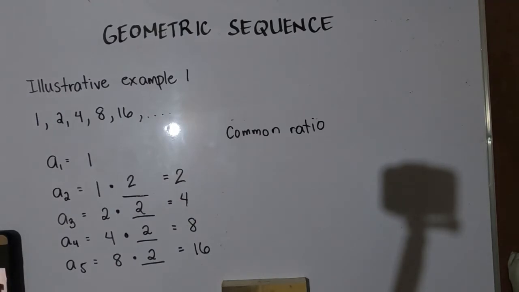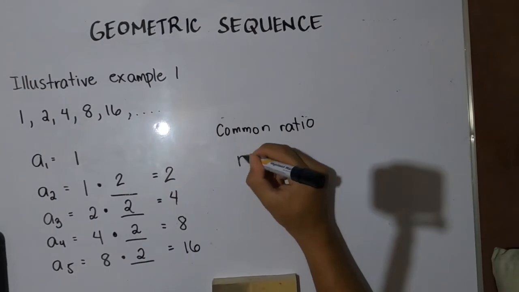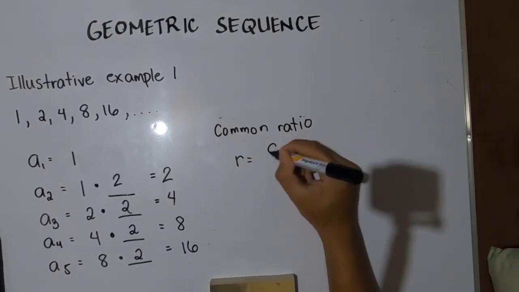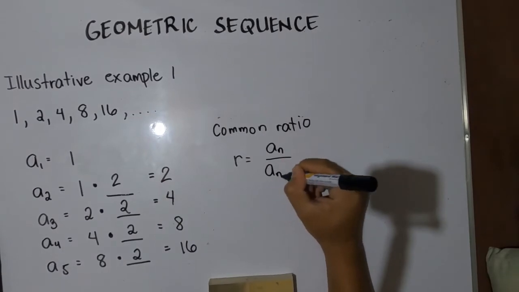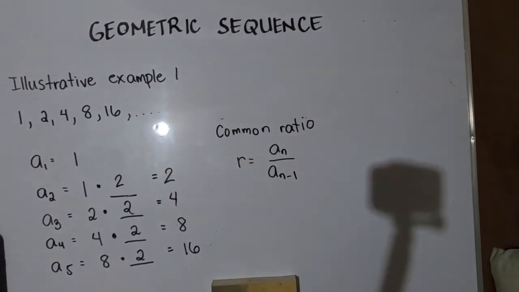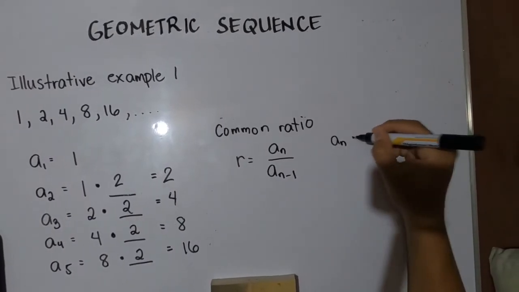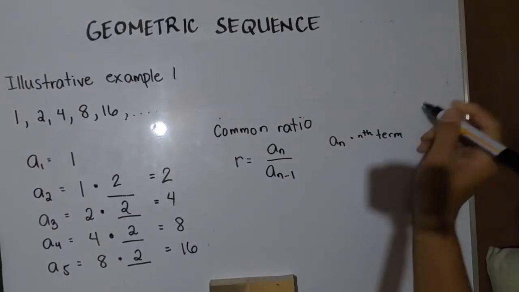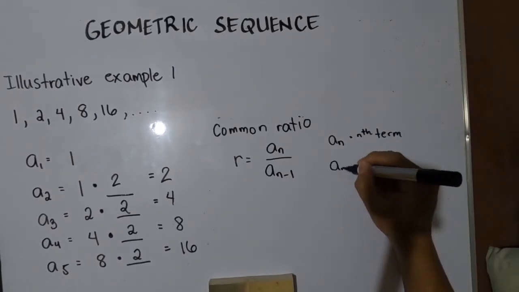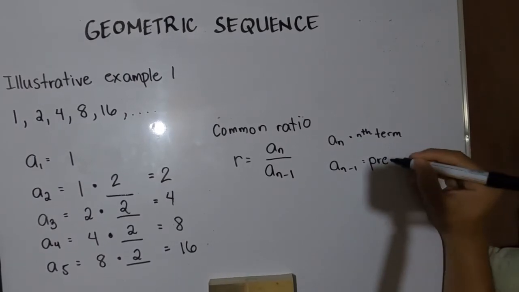By definition, common ratio is written as or is equal to a sub n divided by a sub n minus 1. A sub n represents the n term, that is any term in the sequence, and a sub n minus 1 is representing the previous term.